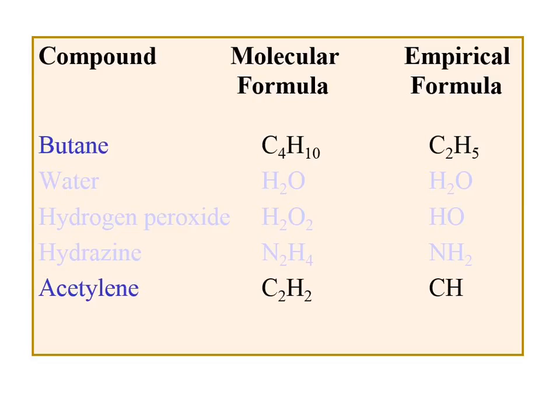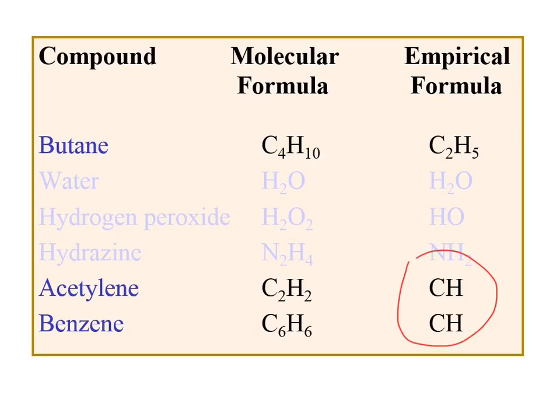So acetylene is C2H2. Of course it can be reduced to C1H1. And benzene is C6H6, which can also be reduced to the empirical formula CH. So I think this is cool that they have the same empirical formula. Okay, but these are totally different compounds. Cool.